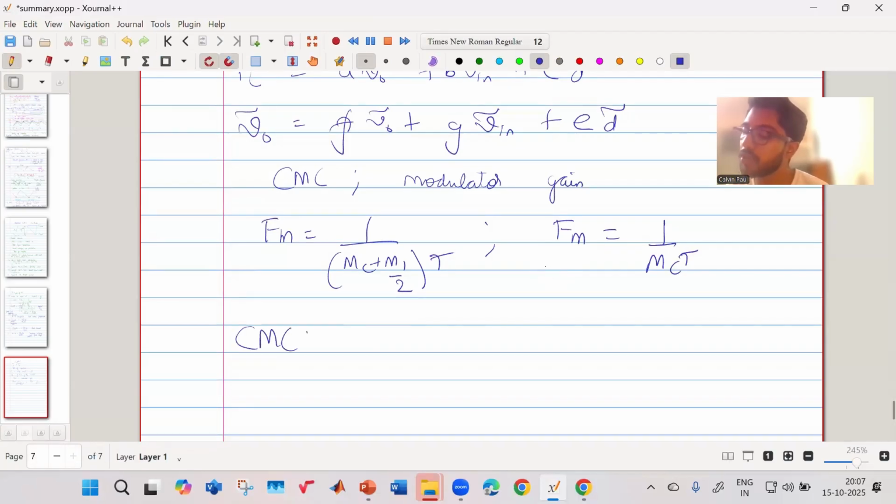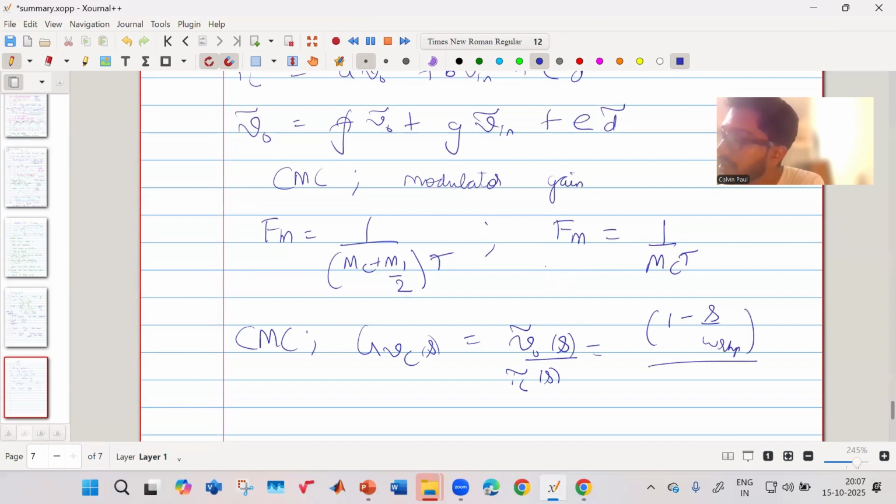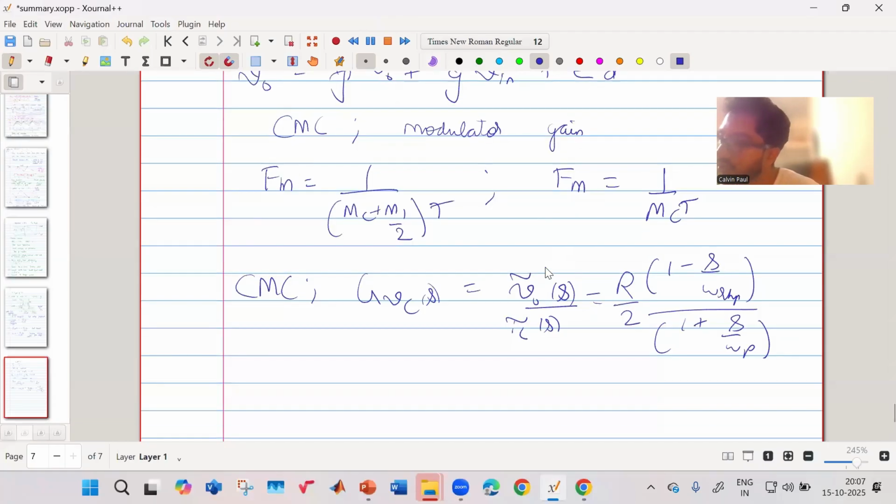For your current mode control, your transfer function is GVC of S, that is V output per term by IC per term of S, that is equal to (1 minus S upon omega RHP) upon (1 plus S upon your omega pole), into R by 2, where your omega RHP does not change. It still remains as R into (1 minus D) square by L, and your omega pole becomes 2 upon RC. Okay.